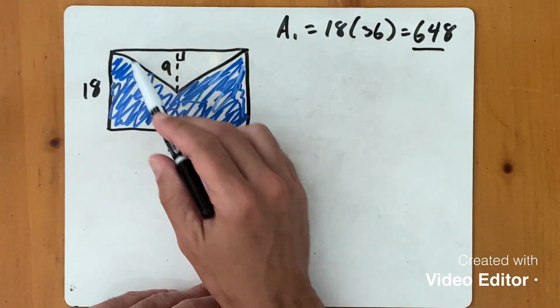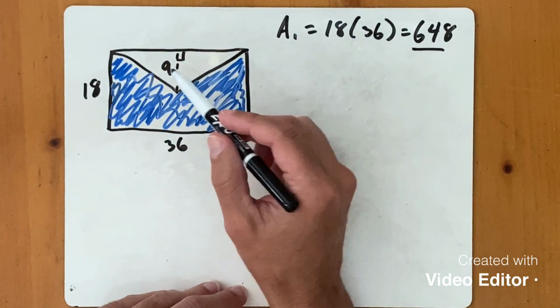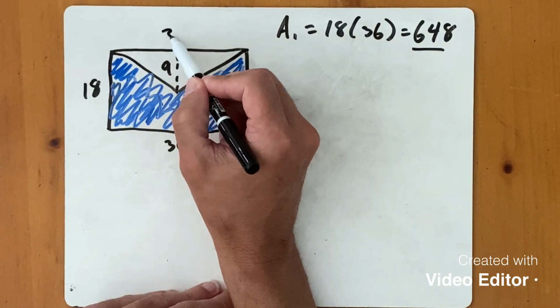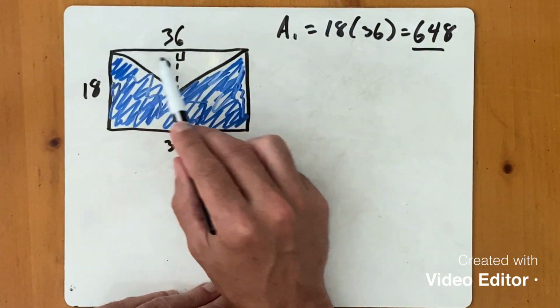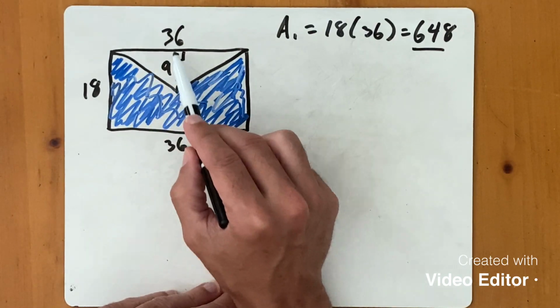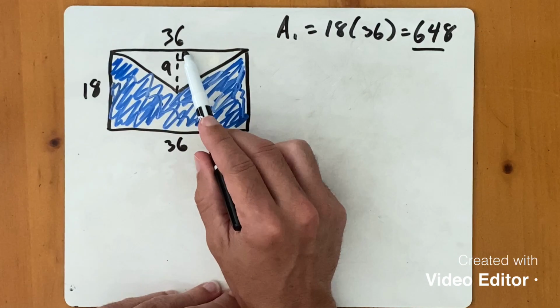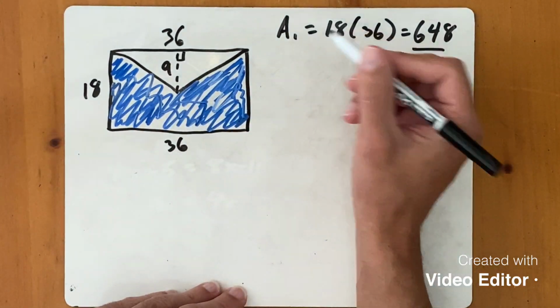Now we need to subtract out the part that we don't want. So we've got a triangle here, and we know that the envelope's a rectangle, so if this side is 36, then that means that side is 36. So that can act as the base of our triangle, and then they give us the height, which is the perpendicular distance from that base to the opposite vertex. That has a length of 9.